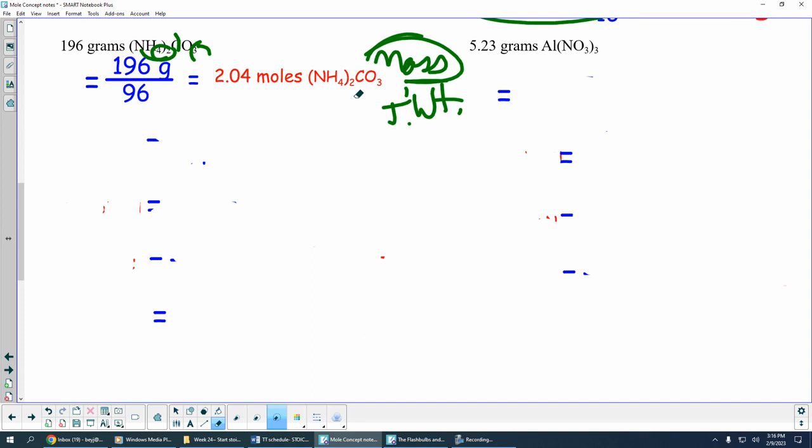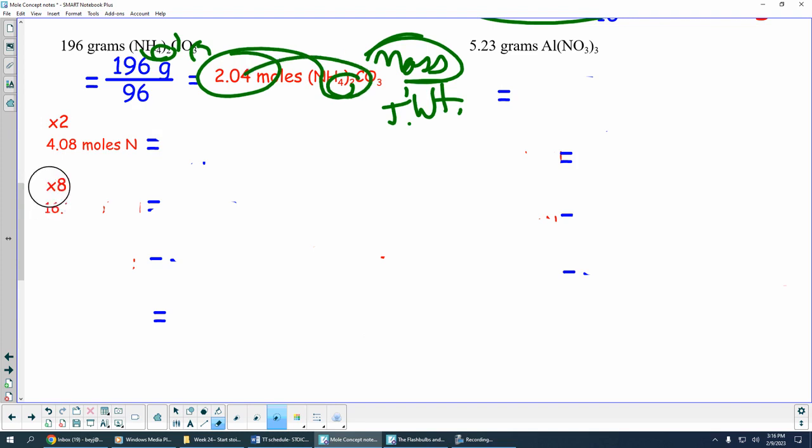Now, a little tricky here. We are going to have 2 nitrogens, so to figure out how many moles of nitrogen I have, multiply that by 2. Multiply it by 8 for hydrogens, because there's 8 of them. I'm going to multiply this number by 1 for carbon, and I'll multiply this number by 3 for oxygen. So again, we got to give it in the same language. We got them into moles. Now we can pull it apart by multiplying what we have in moles by its subscript, and we got our moles. The question, though, asks how many grams I have.